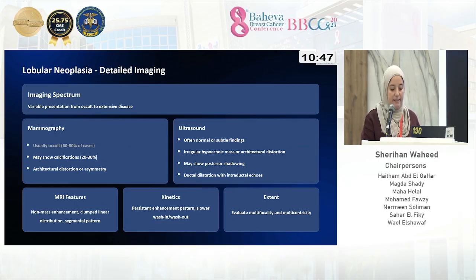The key point is that if the biopsy was done for a mass or distortion and lobular neoplasia is the only finding, then this is likely discordant. The radiological target was probably missed and excision is needed to sample the correct area.